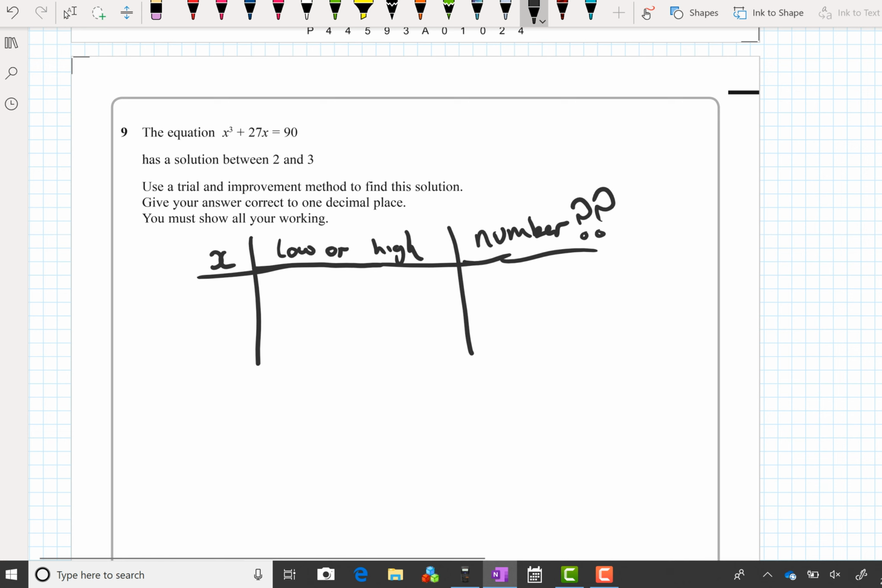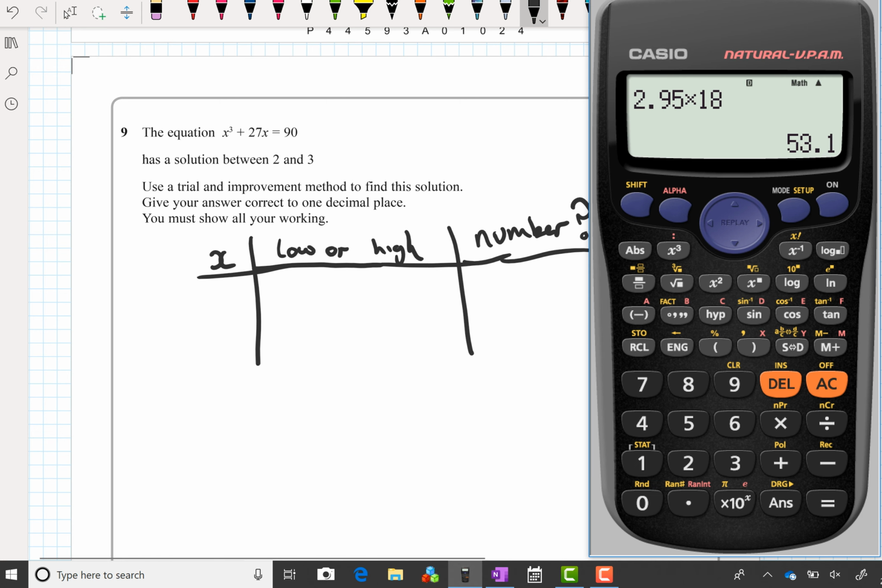So a number cubed plus 27 times that number is going to be 90. We know the answer to this has to be between 2 and 3. It says give your answer correct to 1 decimal place.